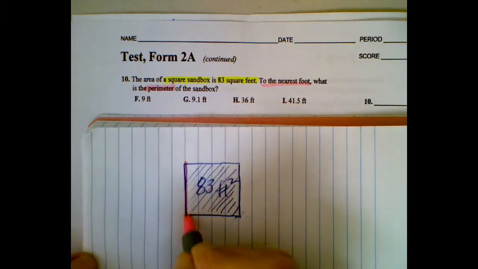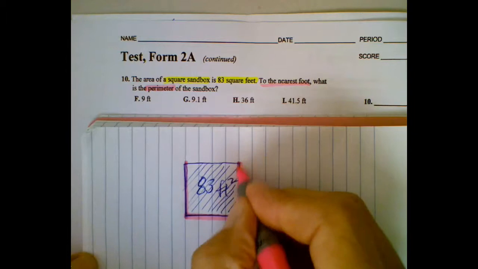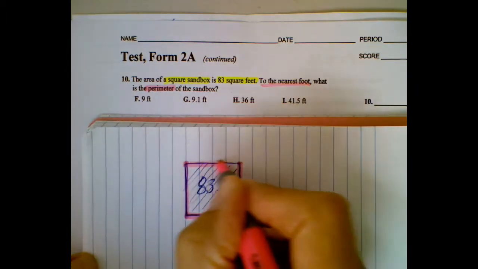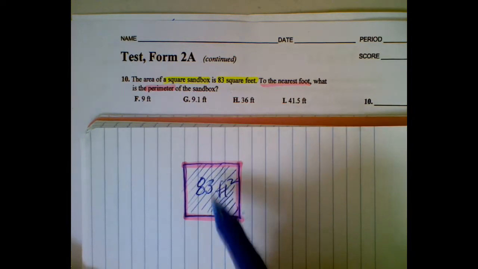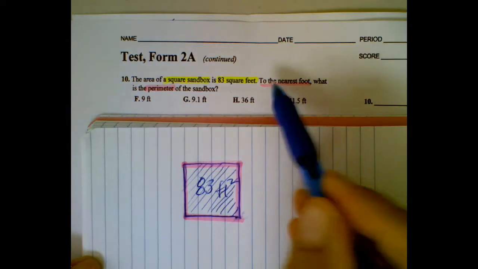Remember, what is perimeter? I highlighted perimeter in pink. The perimeter is the distance around an object, no matter what the object is. A circle has a special name, but it's just the distance around the outside edge. So now you are not expected to know what the square root of 83 is, right? And we're given this direction, to the nearest foot.